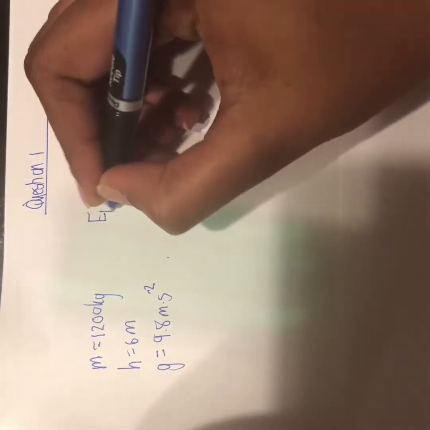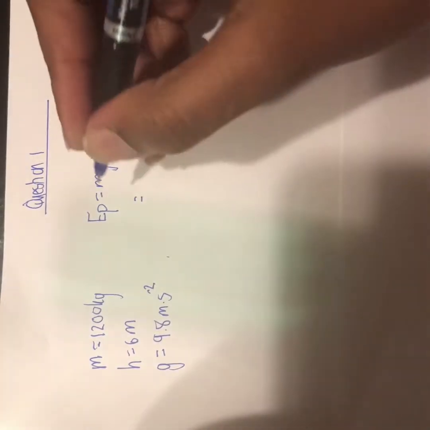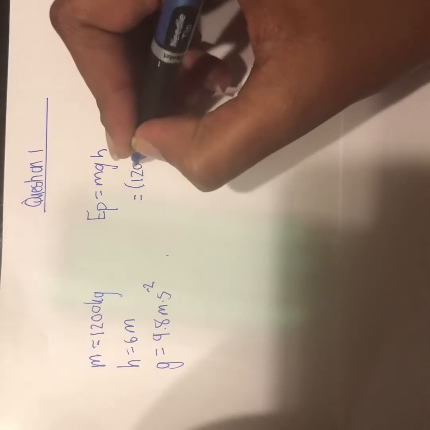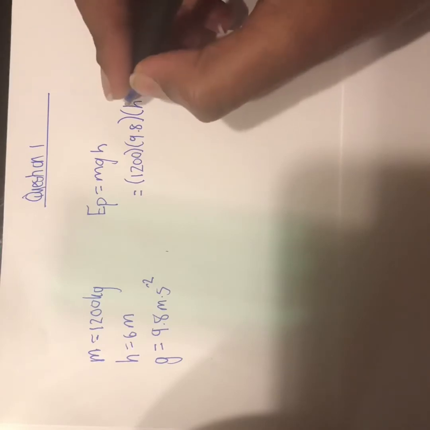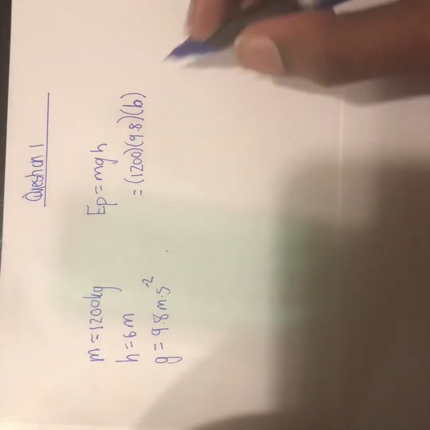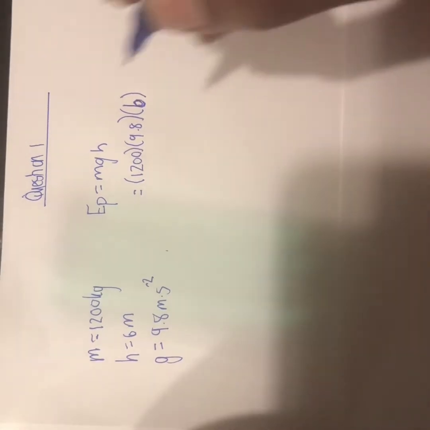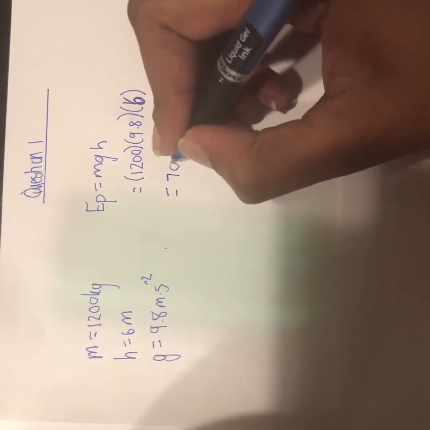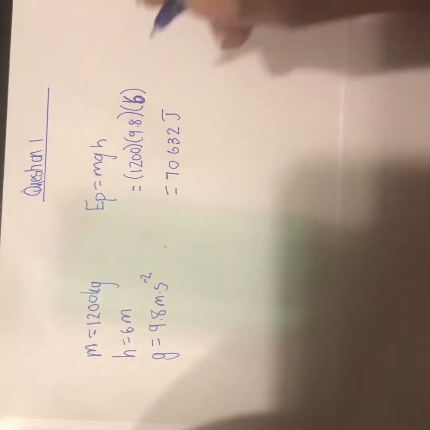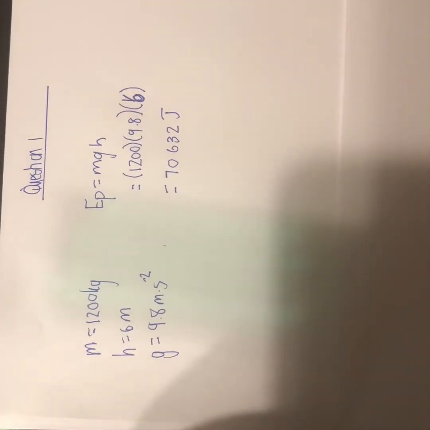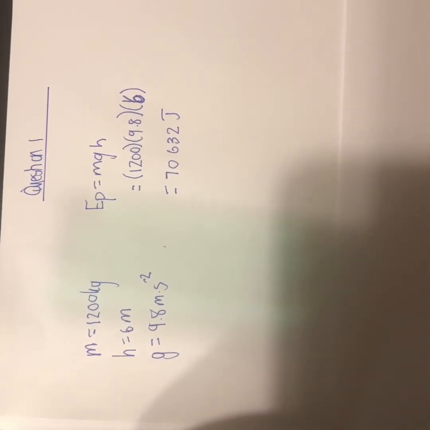So potential energy is given by mgh, and we are just going to substitute as it is, and the height, which is 6 meters. All right, sorry about that, this is a 6, not an h. All right, so the answer to that gives us 70,632 joules. All right, and that's how we answer the first question. Very easy, very simple, just pure substitution.